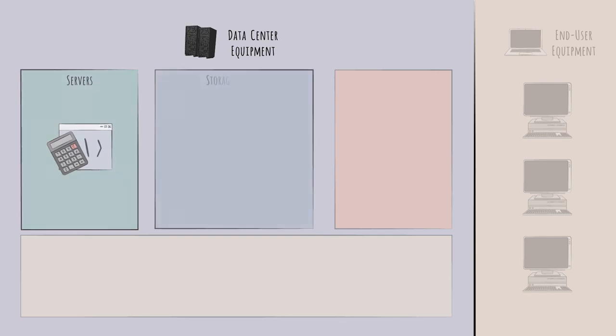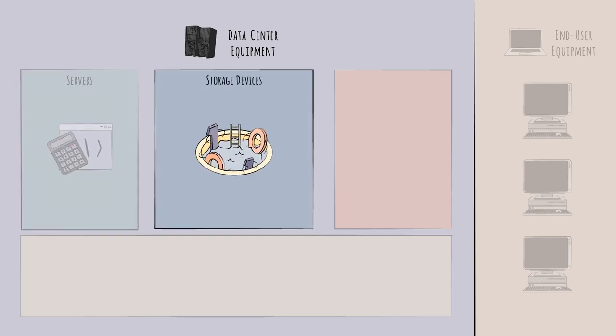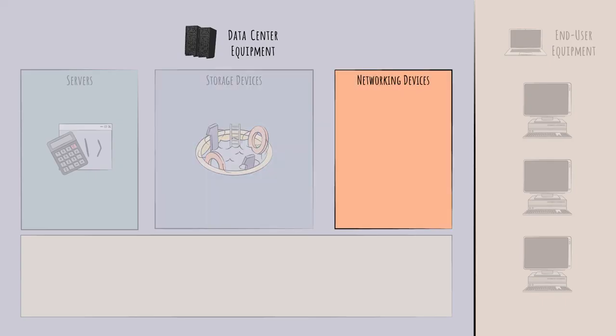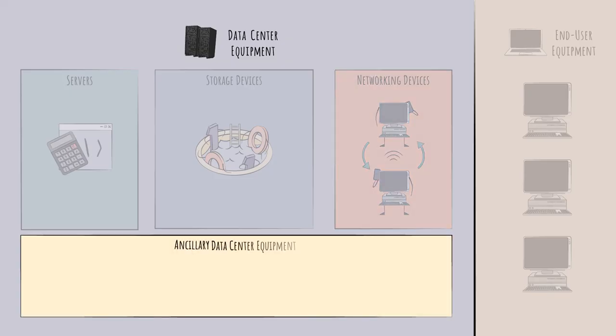executing code; storage devices, which unsurprisingly are for data storage, long-term solutions for keeping zeros and ones in place; networking devices, which are what let these different devices communicate with each other; and a final group we'll call ancillary data center equipment, which supports the smooth and safe operations of the other hardware.